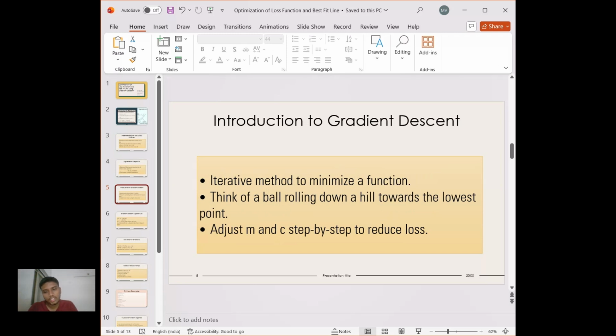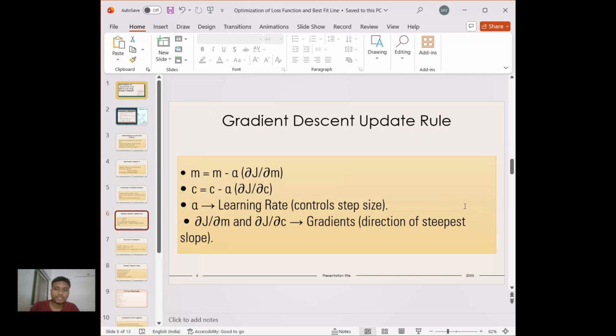The mathematical formula used to update m and c in each step is this. Here alpha is called the learning rate, which controls how big each step is. If the learning rate is too high, we might skip the minimum point. If it is too small, the process will be very slow. The partial derivatives tell us the slope of the loss function, or the direction in which the loss increases. We move in the opposite direction to minimize it.